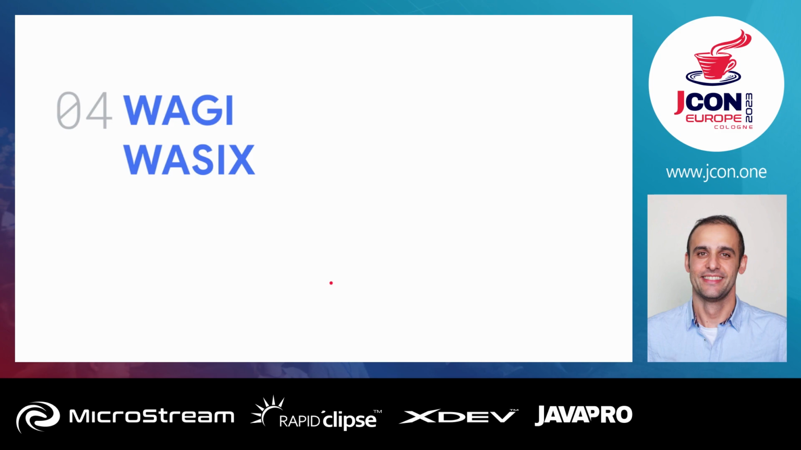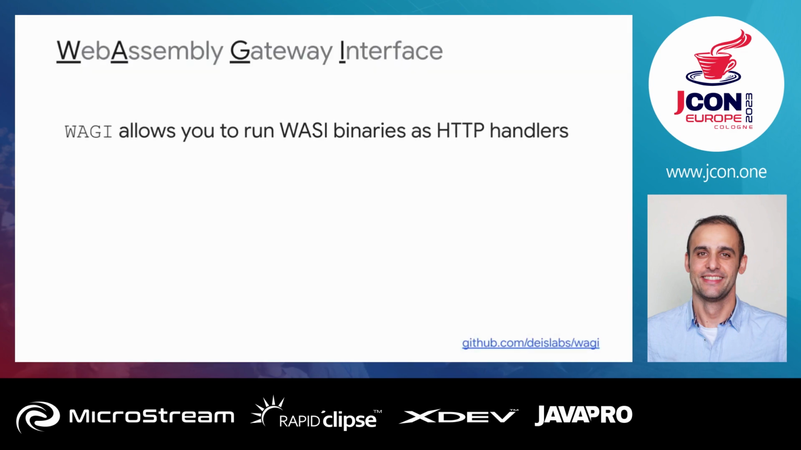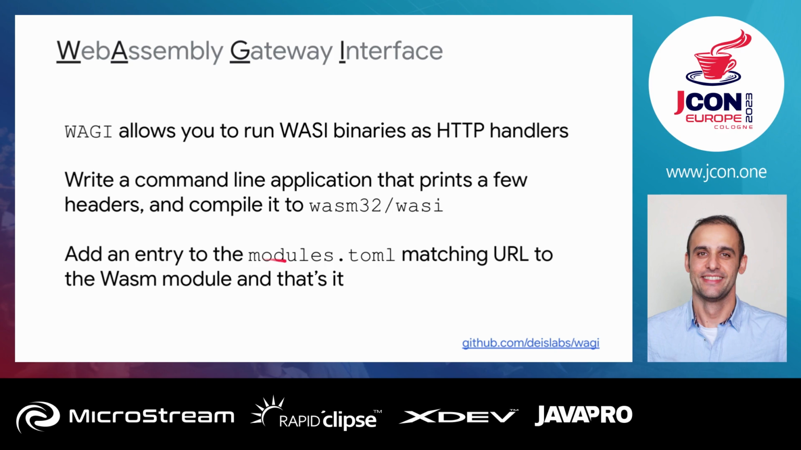Next, let's talk about WAGI and WASIX and what they are. So far, as you've seen, we create these console applications, and then they just print some stuff and access the file system a little bit, but you can't do anything useful like running a web application or reading HTTP or anything like that. And that's why you have these projects coming up like WAGI. WAGI allows you to run WASI binaries as HTTP handlers. The idea here is that you write your command line application and you print some special headers, and then you compile it to WASI, and then you also specify a modules file, and in this modules file you map your paths to your Wasm module, and then WAGI kind of routes those requests for you. So it takes care of HTTP for you, and then it routes the request to the right module.